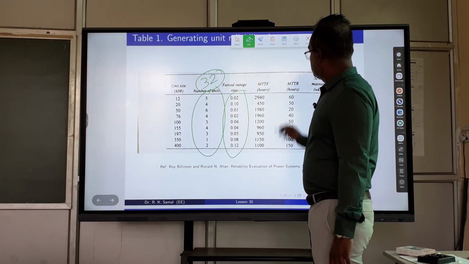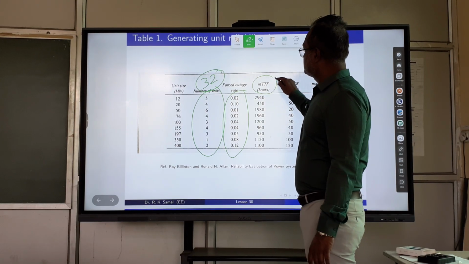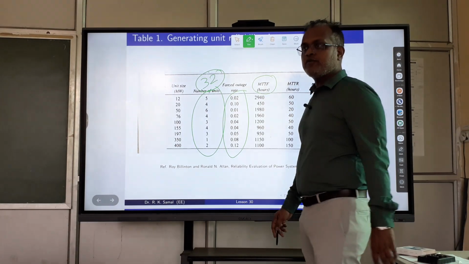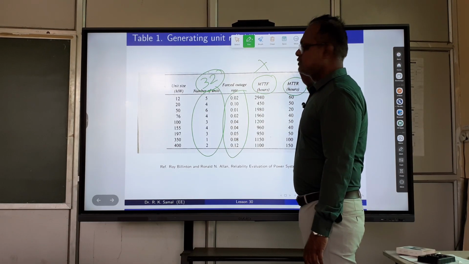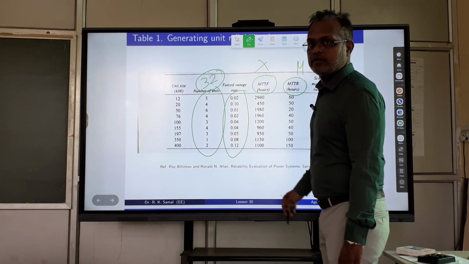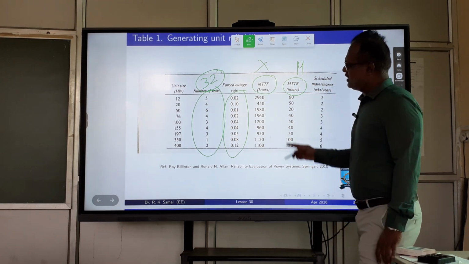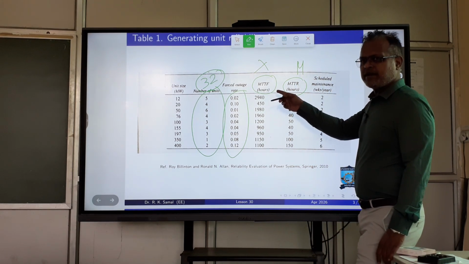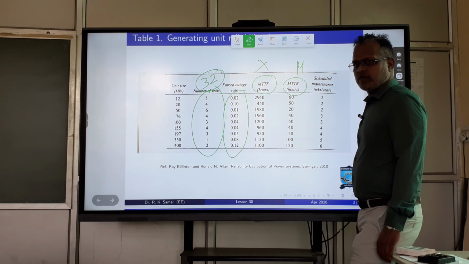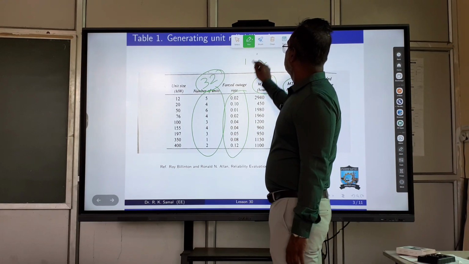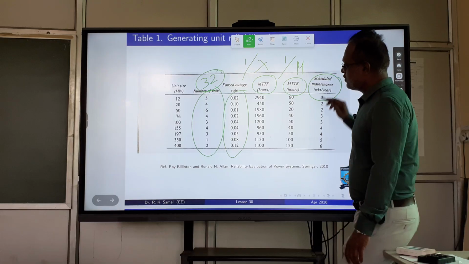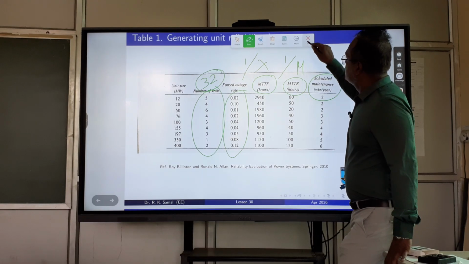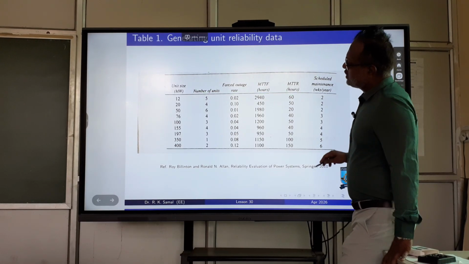The forced outage rate data is given. What is MTTF? Mean time to failure, 1 by lambda. MTTR is mean time to repair, 1 by mu. Scheduled maintenance data is also given. So all this data is given, and this is related to the generating system.